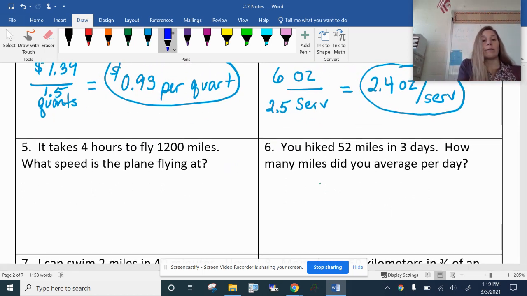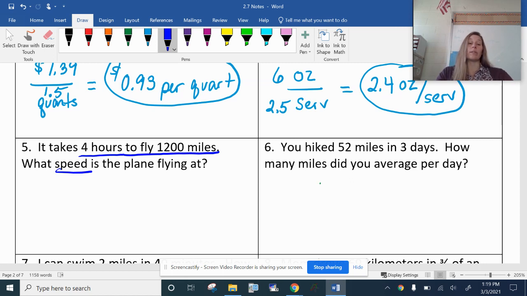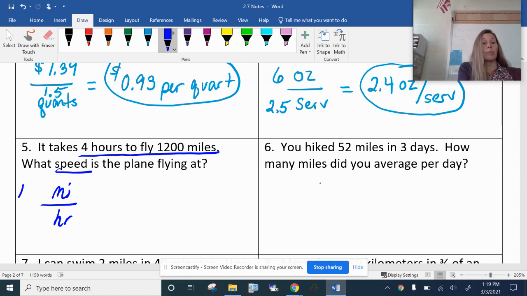All right, so our next one, it takes 4 hours to fly 1,200 miles. What speed is the plane flying at? So we have to think about our 2 units here. We have hours and miles. Would a speed be miles per hour or hours per mile? Hopefully you remembered that it would be miles per hour. And so we know that the miles would go on top and the hours would go on the bottom. So now we can put in the information. We have 1,200 miles per 4 hours. If we simply divide that, we will get 300 miles per hour.